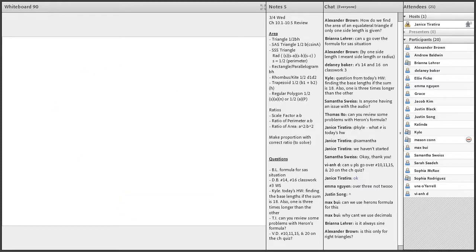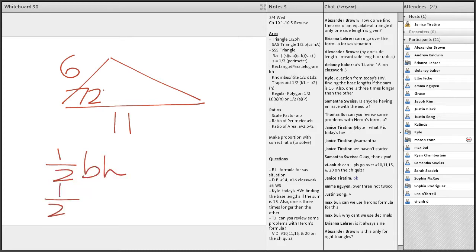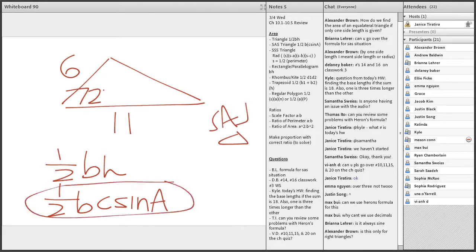But what I was demonstrating was a non-right triangle, and you were given, let's say, a 72 degree and an 11 and a 6. This is not a right triangle. This is not a right triangle. So you would do the 1/2 base times height, which is also known as 1/2 BC sine A. This is for a side angle side triangle to find the area.